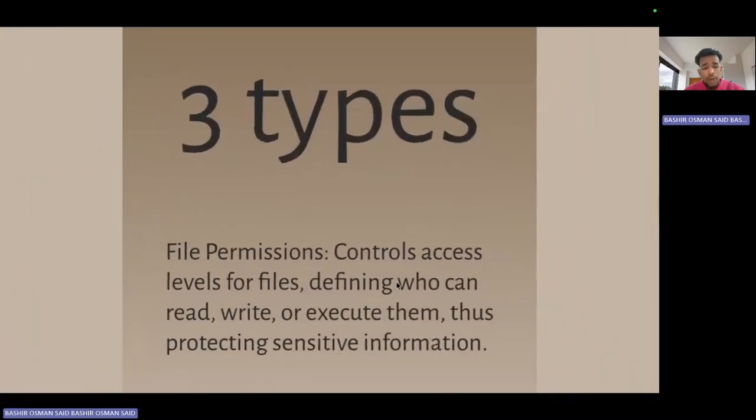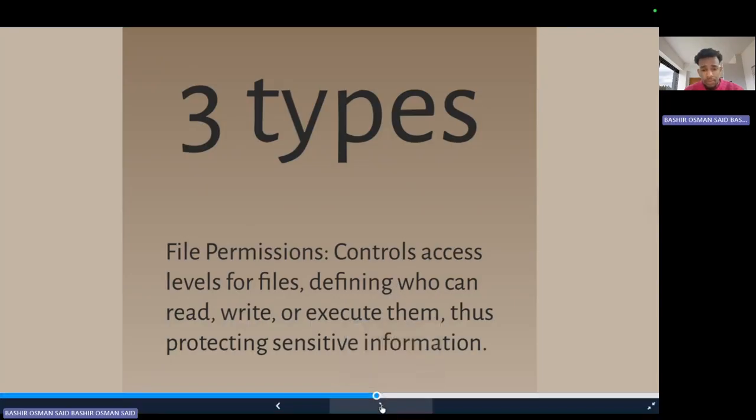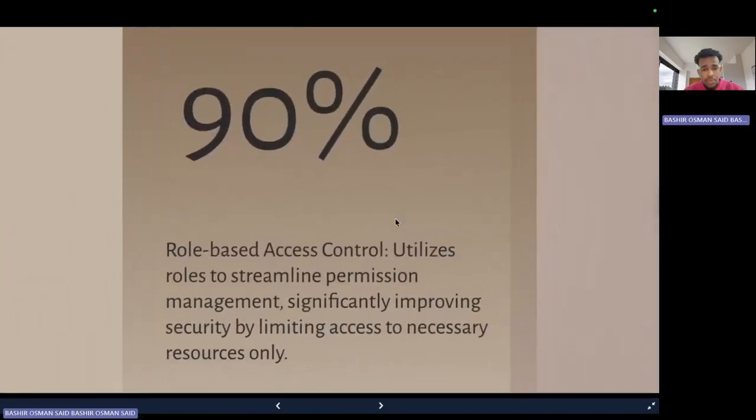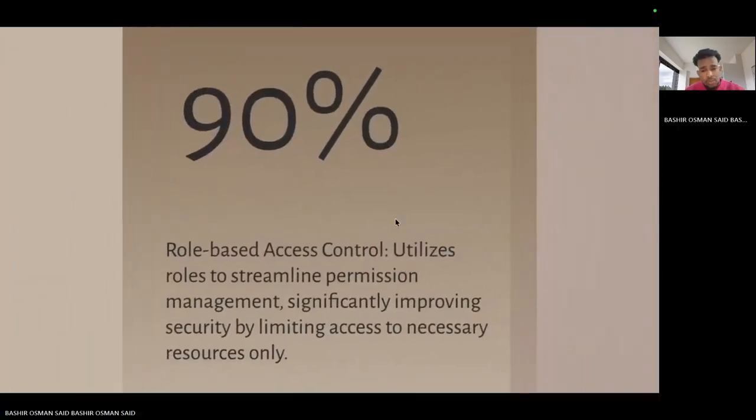Also, we will talk about file permissions and how they control access levels for files, defining who can read, write, or execute them, thus protecting sensitive information. Role-based access control utilizes rules to streamline permissions management and significantly improve security by limiting access to necessary resources only.